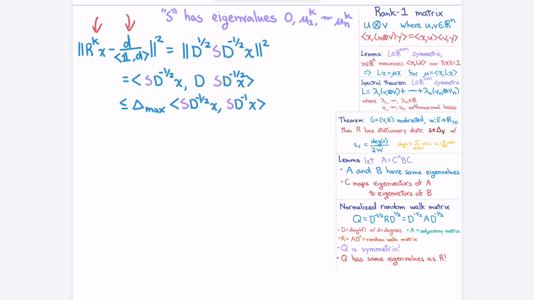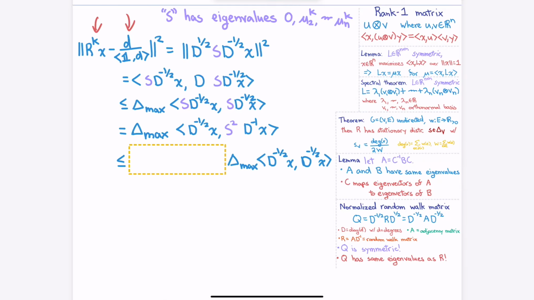Okay, so what will be the next step? Also, I think this minus 1/2 is going to be a recurring error. We're going to move S over. Okay, now what? We're going to do it again. So what is the maximum eigenvalue of S squared?